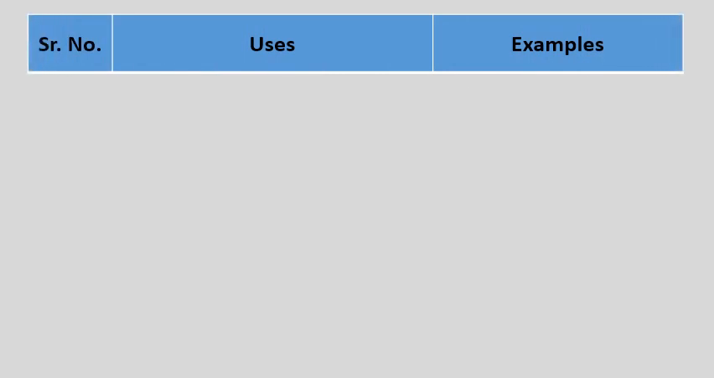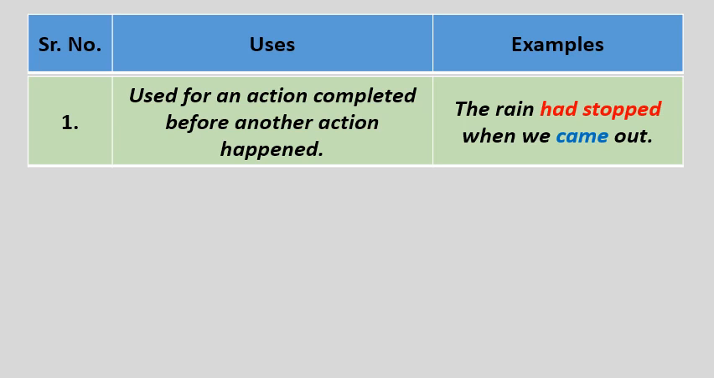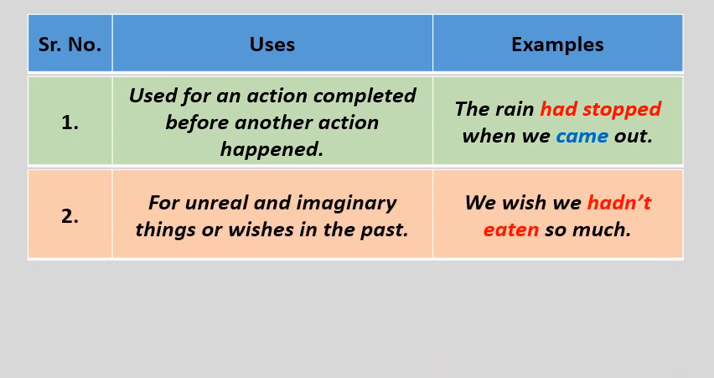Let's see the uses of past perfect tense with examples. Number 1. It is used for an action completed before another action happened. For example, the rain had stopped when we came out. Number 2. It is used for unreal and imaginary things or wishes in the past. For example, we wished we hadn't eaten so much.